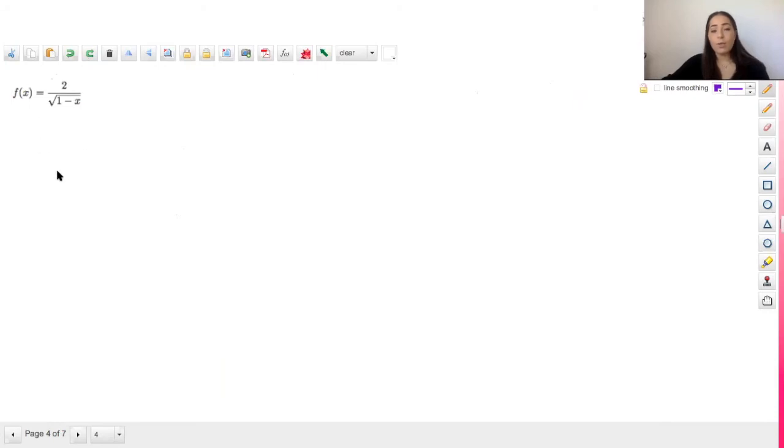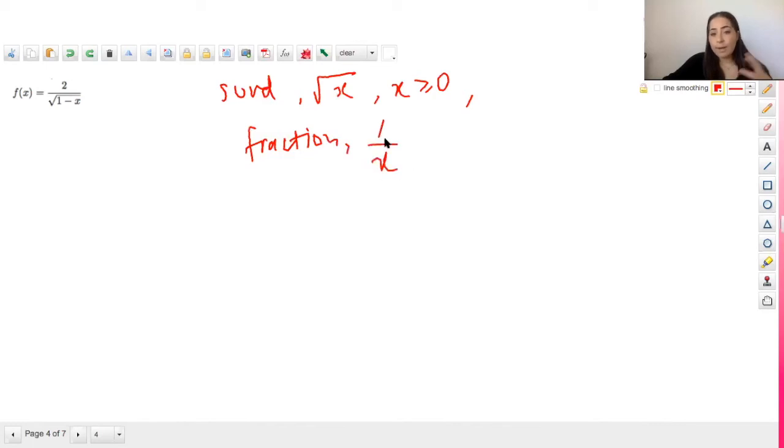Then we'll move on to the last example. So this is a combination of the last two that we did. So it's a combination of the surd and the fraction. With the surd, we said that everything under the square root, so let's just say we have the square root of x, so x has to be greater than or equal to 0. And with the fraction, we said that the denominator, let's just say this is our function, the denominator cannot equal 0. So from these two exceptions, we can determine the domain of this function.